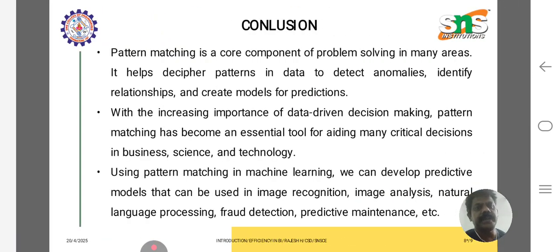So on a concluding note, pattern matching is a core component of problem solving in many areas, and it helps decipher patterns in data to detect anomalies, identify relationships, and create models for predictions. With the increasing importance of data-driven decision making, pattern matching has become an essential tool for aiding many critical decisions in business, science, and technology. Using pattern matching in machine learning, we can develop predictive models that can be used in image recognition, image analysis, natural language processing, fraud detection, and predictive maintenance, etc.